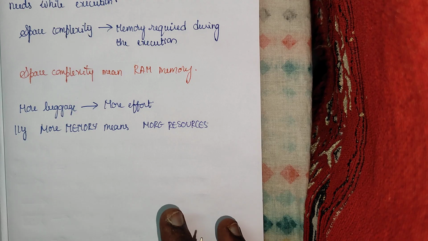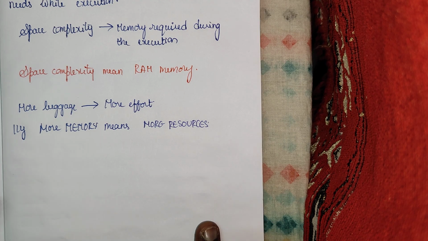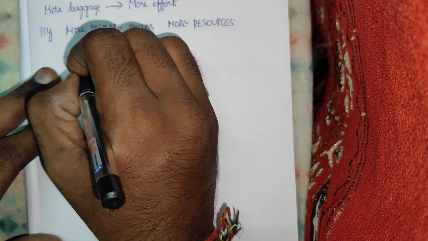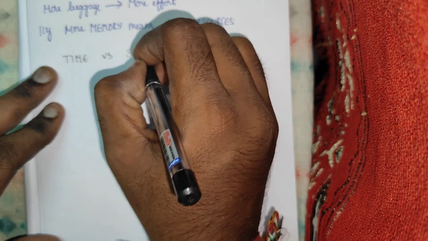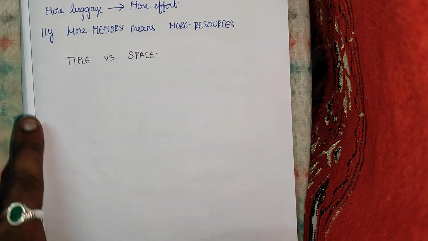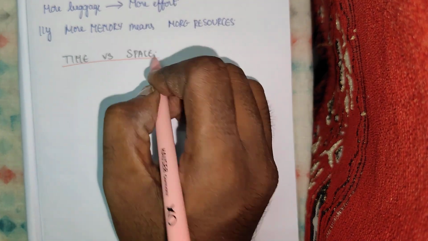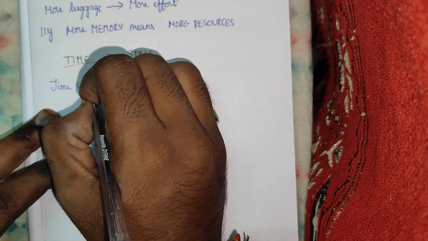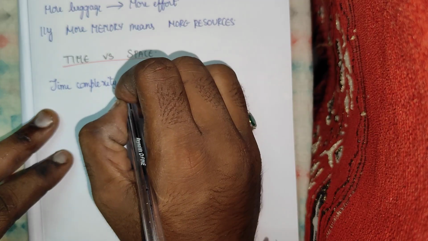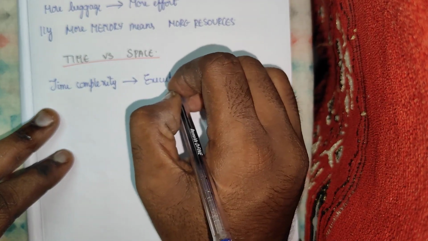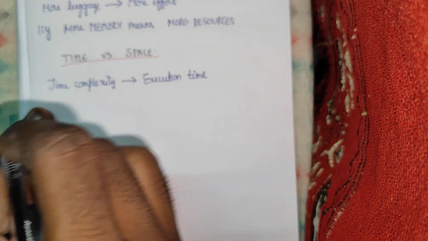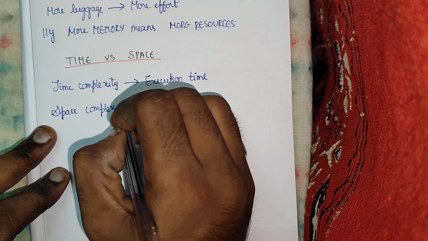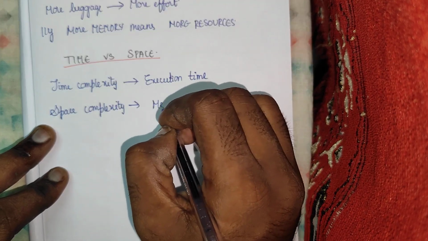So time versus space. Now I'm going to explain about time complexity versus space complexity. These are the major topics. Time complexity is the execution time, whereas space complexity means memory usage.